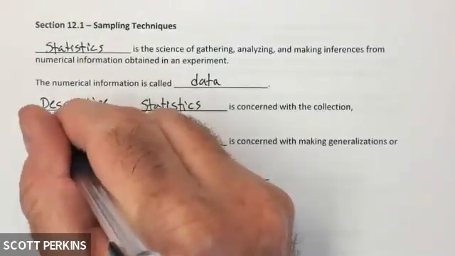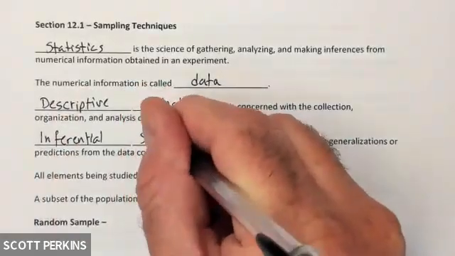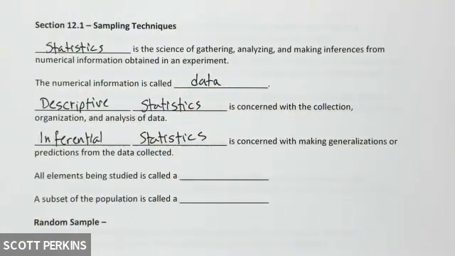And then there's something called inferential statistics. Inferential statistics is concerned with making generalizations and predictions from the data that has been collected. And again, the data has to be good, the analysis has to be good in order to make good predictions. Also, the assumptions that you make have to be good.